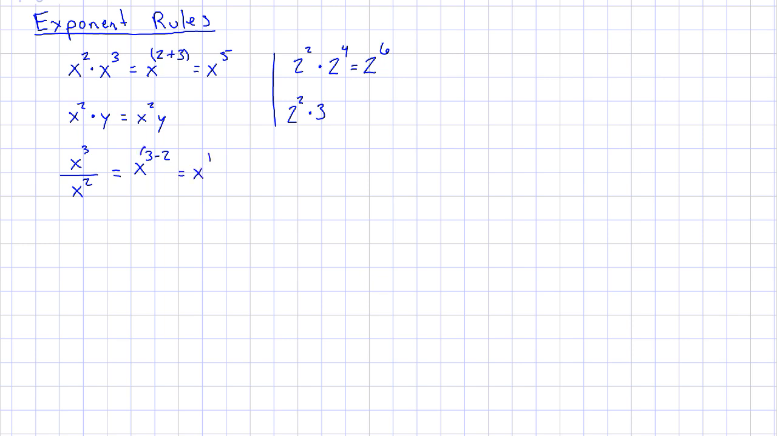Now, whenever we see something where we just have a 1 as the exponent, our convention is to not write it at all. We don't usually write the ones. So x to the first power, we would write as just x.